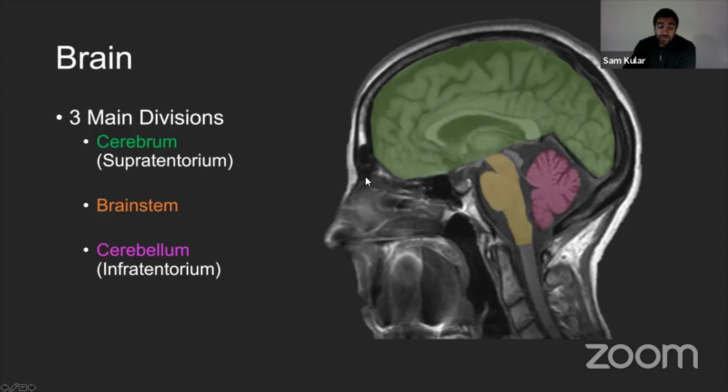The tentorium refers to the tentorium cerebelli, and this is just a side-on sagittal view of the brain. You can see there's a tentorium cerebelli, which would divide our brain parenchyma from the cerebellum, i.e. the supratentorial above the tentorium and infratentorium below the tentorium. And then we have the brainstem, which is composed of three major structures, which are the midbrain, the pons, and the medulla.